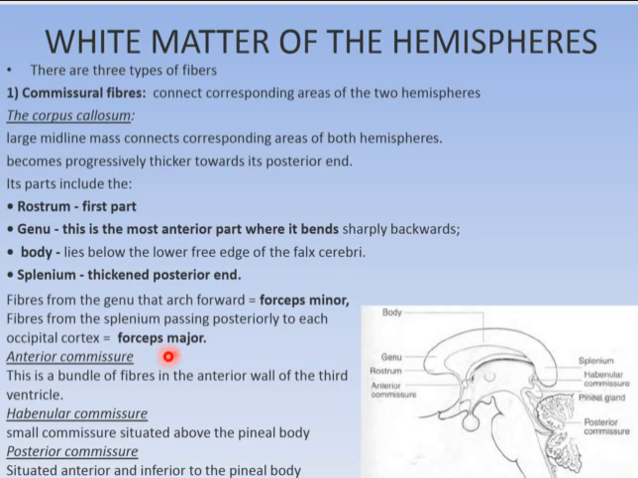The anterior commissure is a bundle of fibers in the anterior wall of the third ventricle. The habenular commissure is a small bundle situated above the pineal body. The posterior commissure is situated anterior and inferior to the pineal body. Pineal, not penile. Pineal means pineal gland.